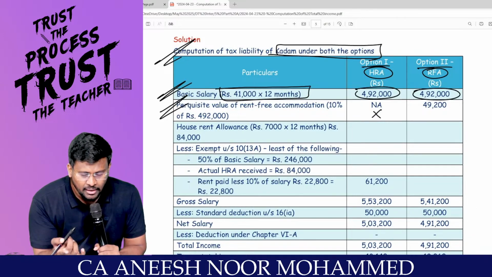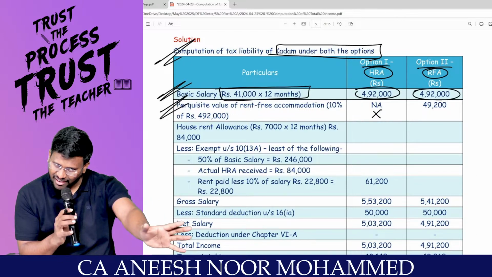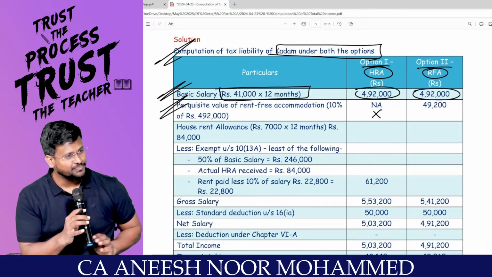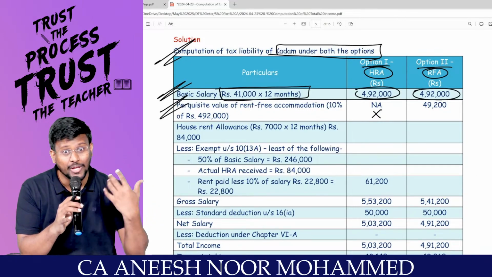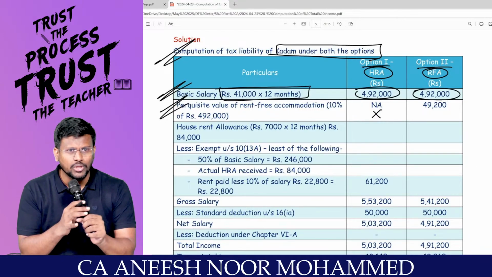Yes, sir. Sir, if he is saying that, "I don't want HRA, give me accommodation," then that is a perquisite to the employee given by the employer. We have to value the perquisite.